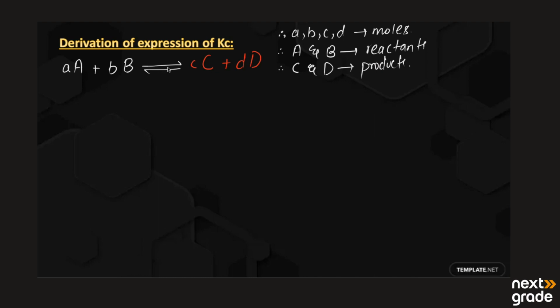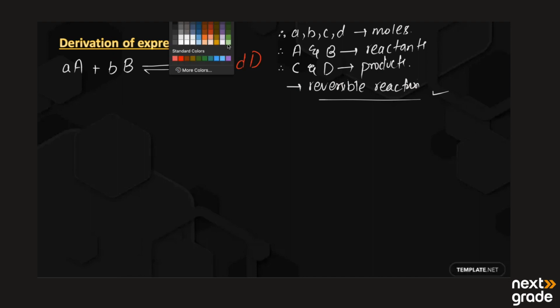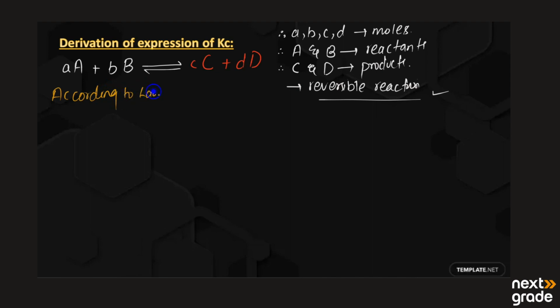This double arrow shows that this is a reversible reaction or a general reaction. Clear? Next, we have to derive the value of Kc. What does Kc mean? I will tell you at the end of the lecture, but first, according to the law of mass action. So this derivation will be done according to the law of mass action.